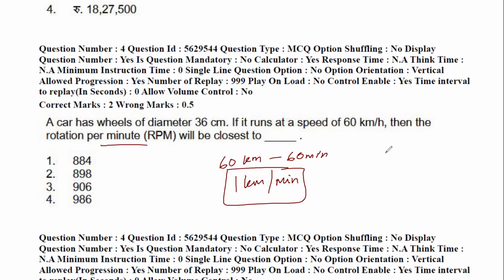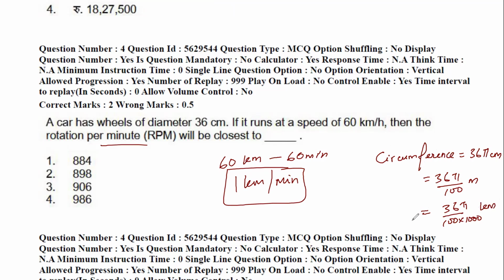So this wheel of diameter 36 has a circumference of 36 pi centimeters. So that is 36 pi by 100 meters, which is 36 pi by 100 and then divided by 1000 kilometers. So you can say this is the circumference of that wheel, and this is the speed, that is 1 kilometer per minute. Correct. And we have to find out the number of rotations.